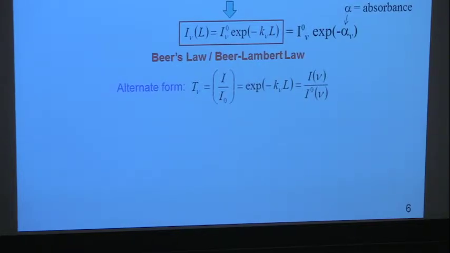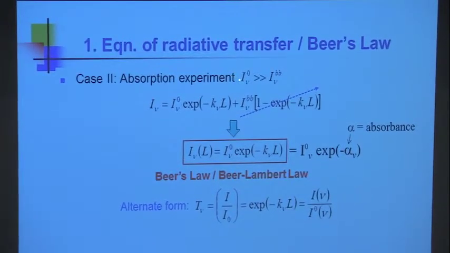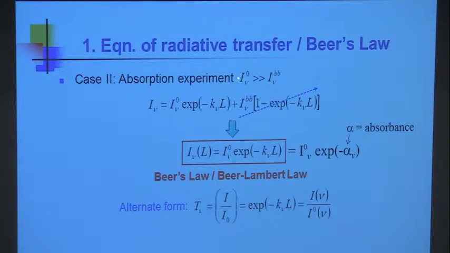Now, what about absorption? This is the one we care about. Now we have an incident light source which is hot. That is, its intensity is higher than the black body intensity. Now we scrub the second term, and we cover immediately what's called Beer's law. This is the equation for monochromatic light, that the exit intensity is the incident intensity attenuated by the absorbance.